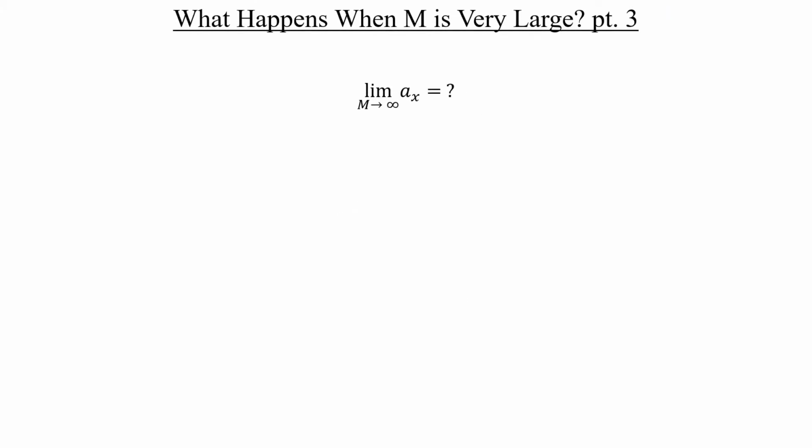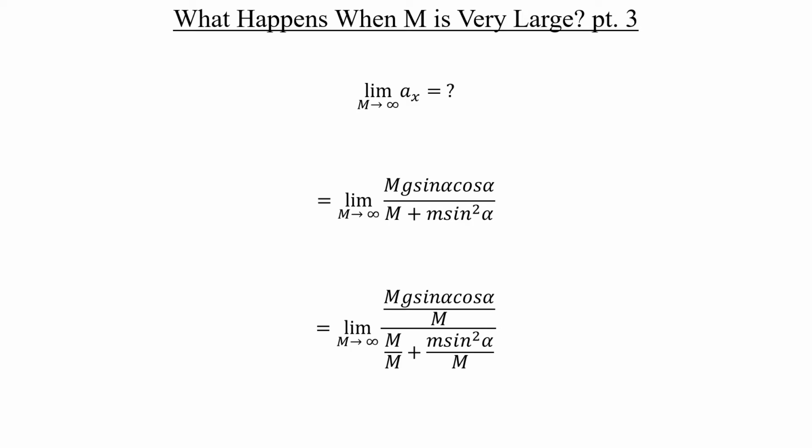Taking the limit of the x component of the block's acceleration requires a slightly different approach. This time, we do have capital M in the numerator, so we can't just plug in infinity. This would result in an indeterminate form of infinity over infinity, which is not allowed. Instead, let's divide both the numerator and the denominator by capital M, like this. This will eliminate capital M from the numerator completely and change up our denominator a bit.